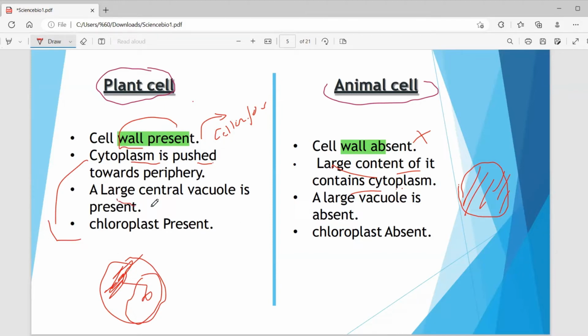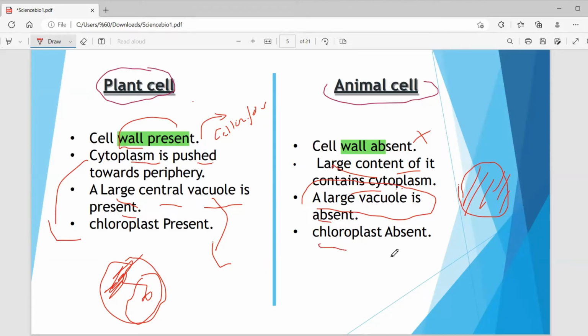The third one is a large central vacuole is present. I already mentioned this large amount of vacuole. That vacuole is important for the balance of the nutrition cycle. You have to write, it is very important for the balance of plant nutrition cycle and metabolic activities. The next one is large content of cytoplasm that is present in the animal cell. Third one is a large amount of vacuole is absent. Can you see the vacuole in the animal cell? Not exactly, you cannot see, right?